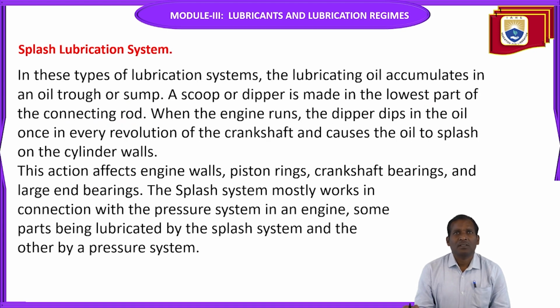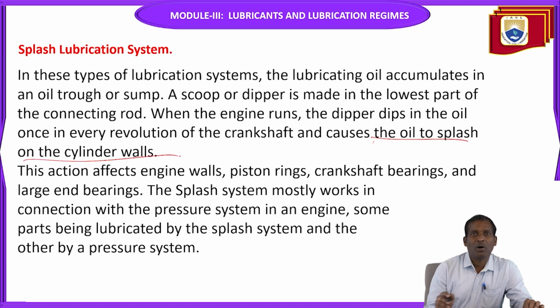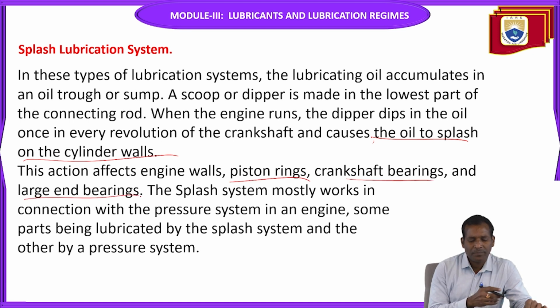The splash lubrication system. In this type of lubrication system, the lubrication oil accumulates in an oil trough or sump. A scoop or dipper is made in the lowest part of the connecting rod. Whenever the engine runs, the dipper dips in the oil once in every revolution of the crankshaft and causes the oil to splash on the cylinder walls. This action lubricates engine valves, piston rings, crankshaft bearings, and large end bearings. The splash system mostly works in connection with the pressure system in an engine, with some parts lubricated by the splash system and others by the pressure system.